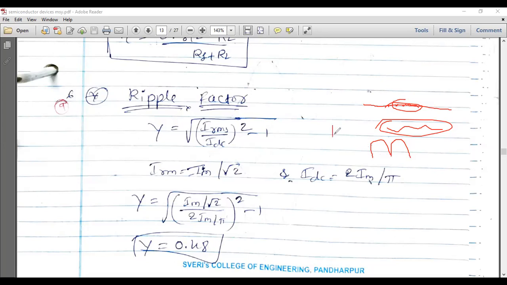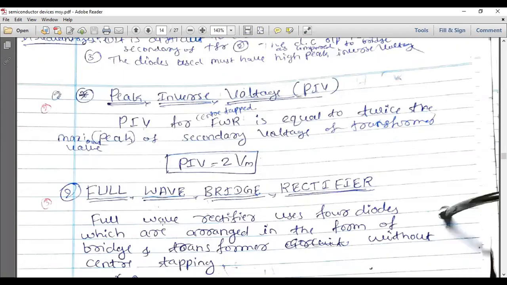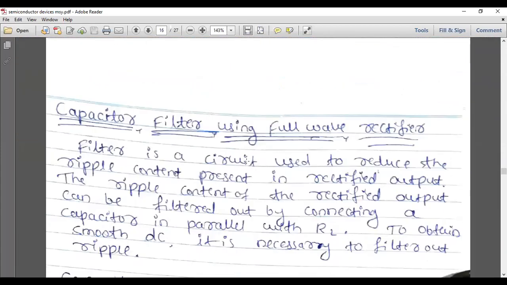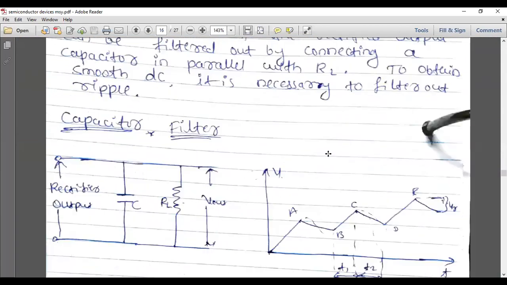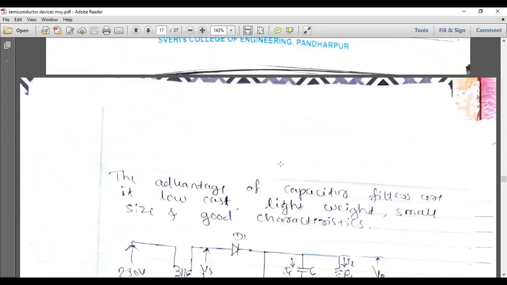For the half wave rectifier it was 1.21, for the full wave rectifier 0.48, but with the filter it will reduce to 0.1. We can call that here now. So I will show you that; the derivation is there again. Peak inverse value, full wave rectifier. I will show the capacitor filter using full wave rectifier here now.